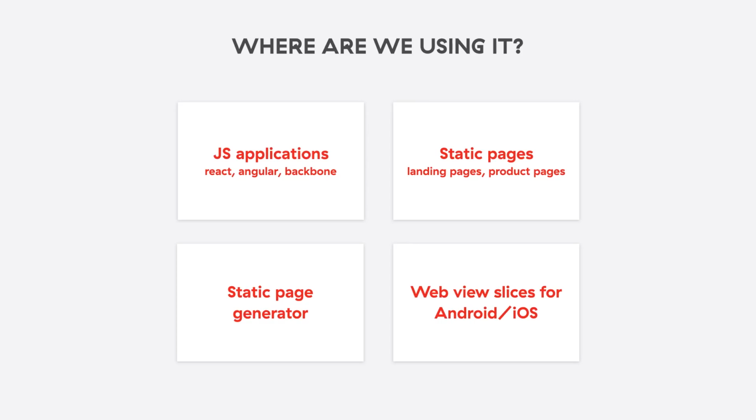So where do we use it? Well, basically everywhere that has web in it. We use it in JS applications, React, Angular, Backbone. We use it in a lot of static pages for internal stuff and for public stuff. We also built a static website generator. Well, that was a semi-bad idea, but it works very, very well now. And whenever we have a need for a quick mock-up of something with JS and SCSS, we use it. So for instance, for web slices for our native guys.